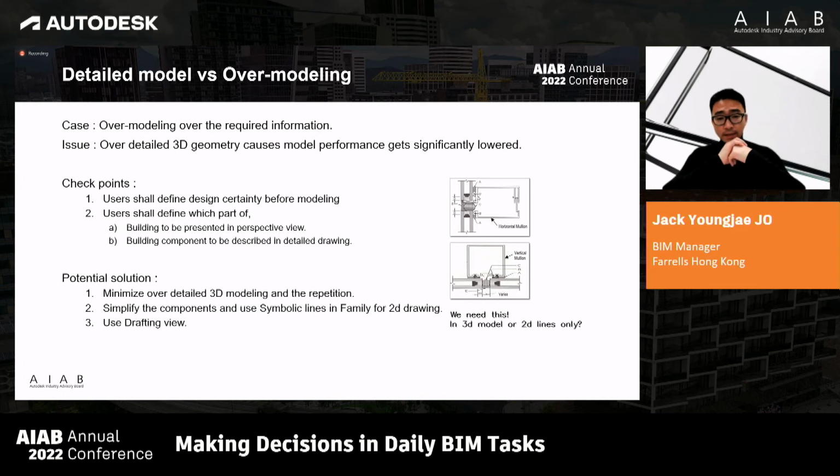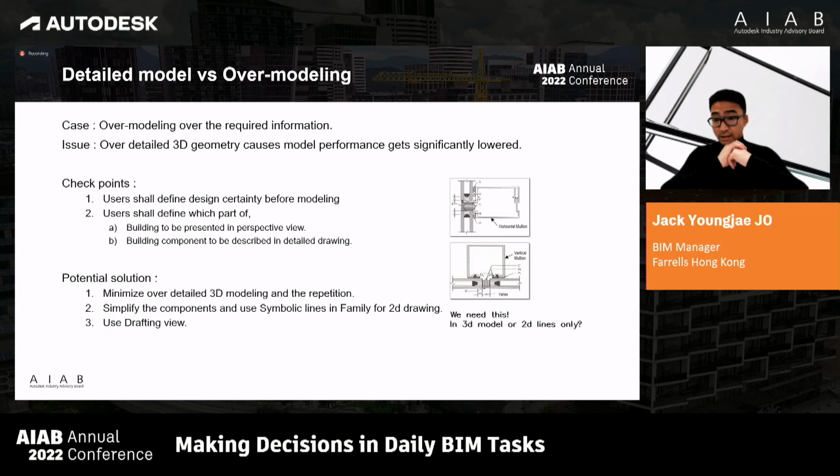And the second one is that we need to define which part of the building is to be presented in perspective view. In other words, the part where we are modeling right now is going to be used for our rendering. Then we need to model it, right? Third one, we need to define which part of building components is to be described or drawn in detailed drawing.